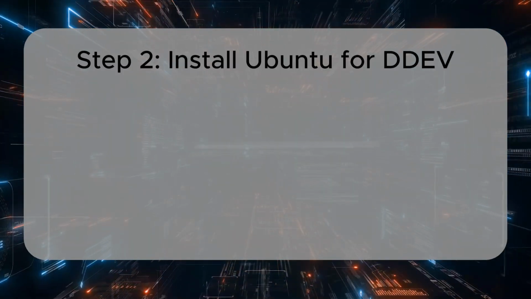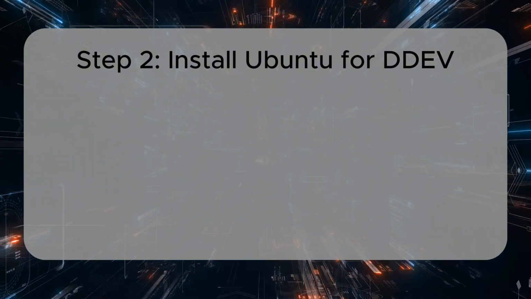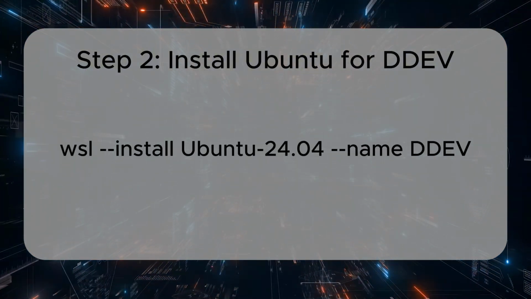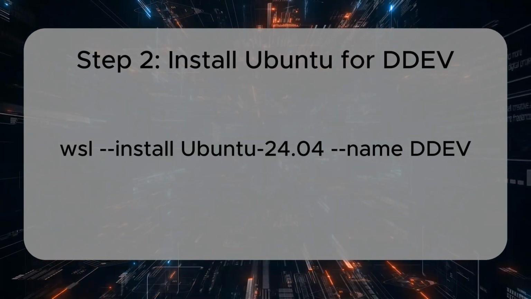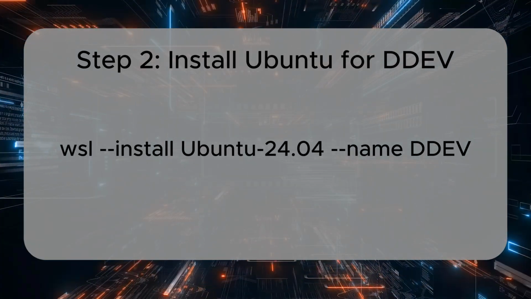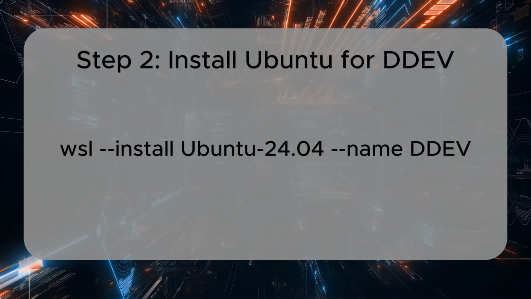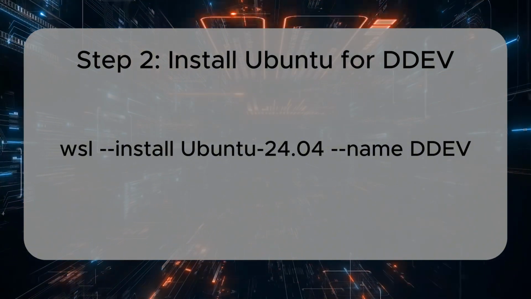Now, we'll install Ubuntu 24.04 and name the distro DDEV. In PowerShell, run wsl --install Ubuntu-24.04 --name DDEV. You'll be asked to create a Linux username and password. Important note: when you type the password, it may look like nothing is happening. That's normal. Linux terminals often do not show password characters while typing.